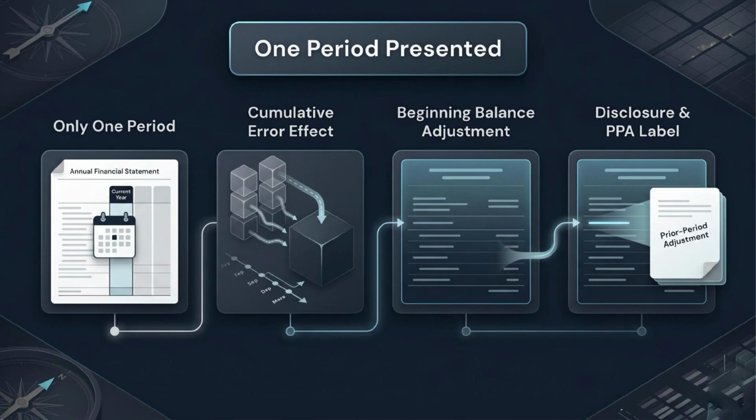This same idea also applies in comparative statements. Errors before the earliest period presented flow into opening equity of that earliest period. So, if the earliest comparative year is 20x4, errors before 20x4 do not appear in a 20x4 income statement line. They flow into beginning retained earnings for 20x4.